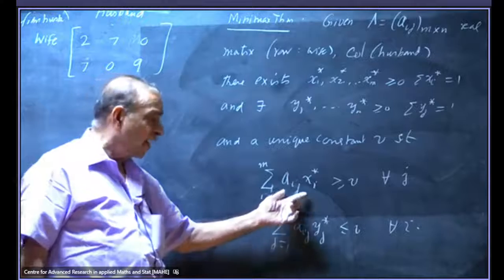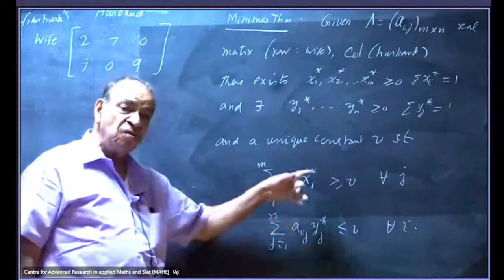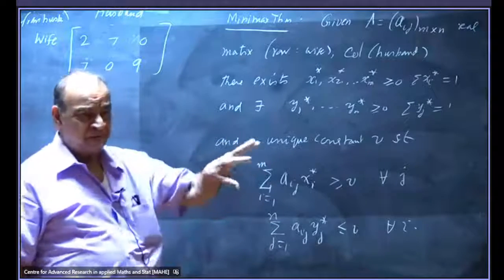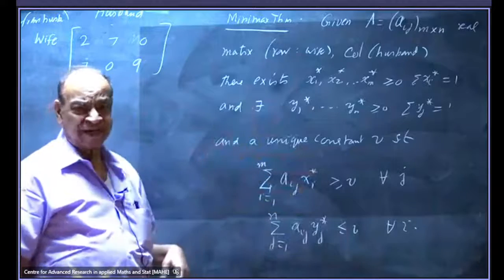And that guarantees a number B, for whatever column the husband selects. He may select a particular column, he may gamble and select. You do whatever you want. Still, that is the amount guaranteed.